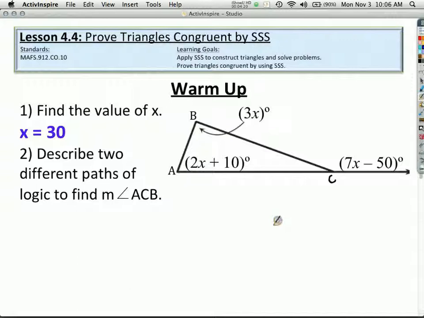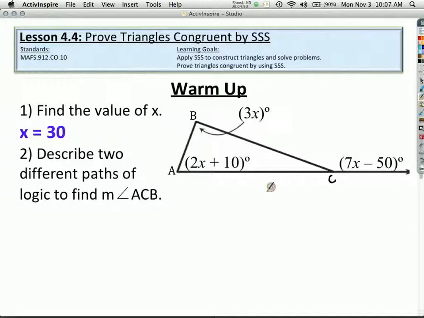Student number 5, what was your path of logic? Linear pair postulate of 7x minus 50. Okay. Plug the x back in, and you find the linear pair. So we take the x that we found, plug it in here, and then using the linear pair postulate, that tells us that the whole equation equals 180. So the pair of angles will be supplementary and they will equal 180. That's one path of logic.